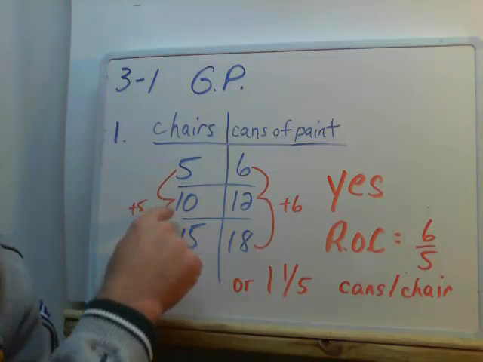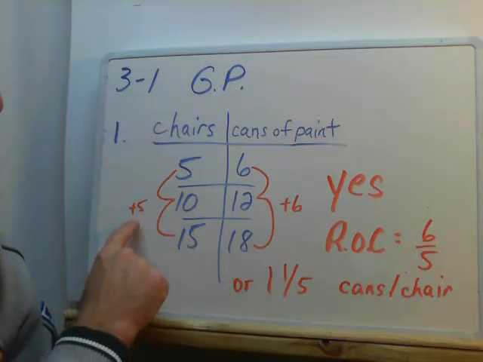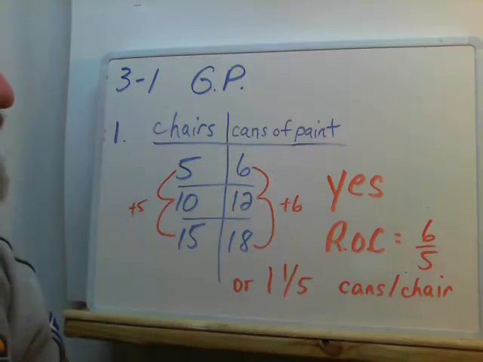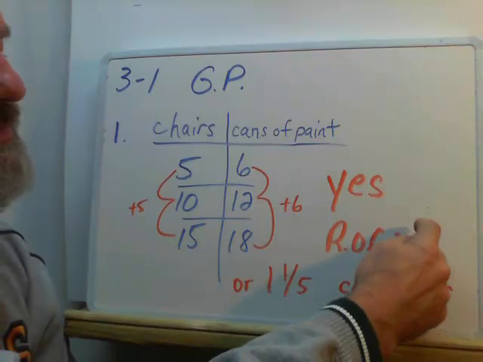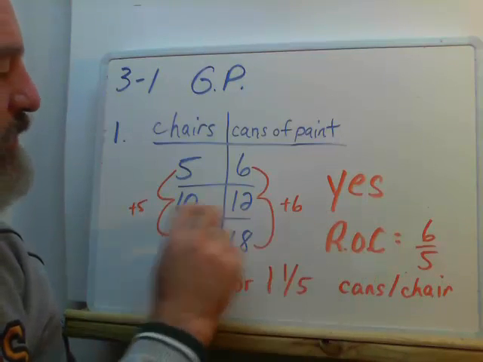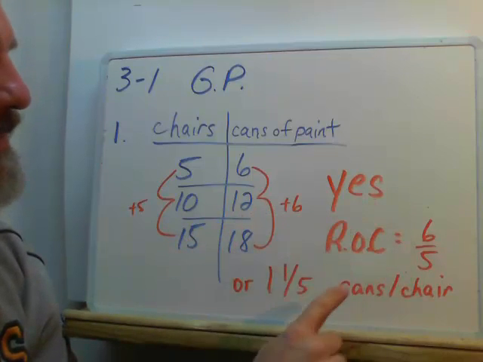So we look at the left side, the x values, and we see that we're rising by 5 from cell to cell. And in the y values, we're rising by 6 from cell to cell. So the change in y over the change in x is 6 over 5. So we have a constant rate of change because these are the same, and therefore a linear relationship.